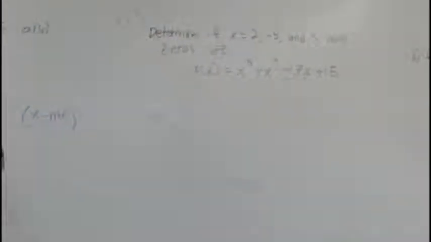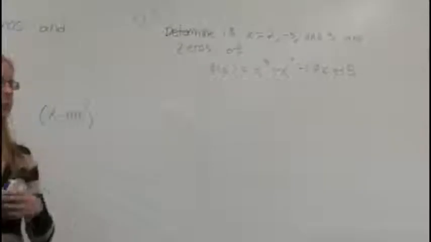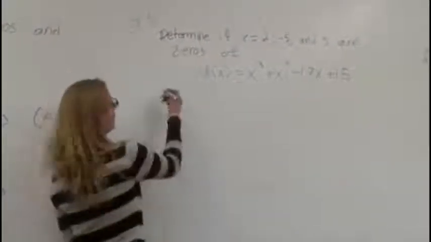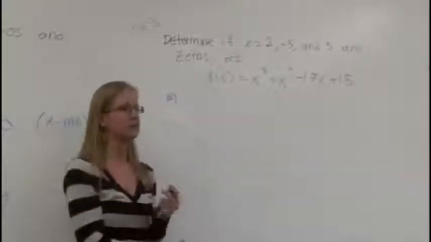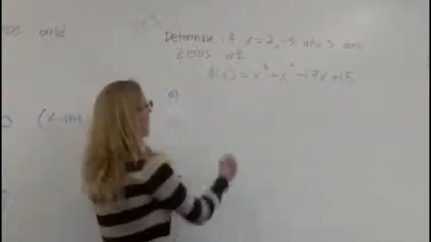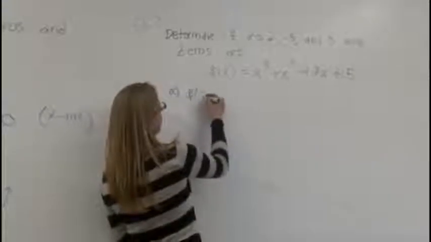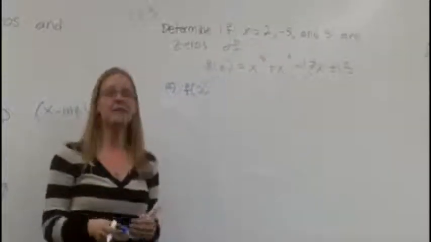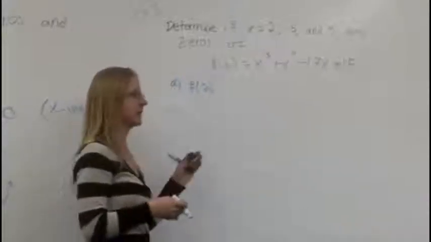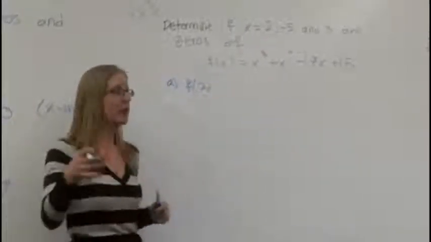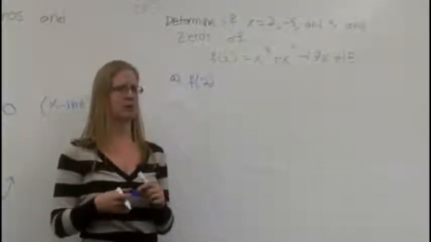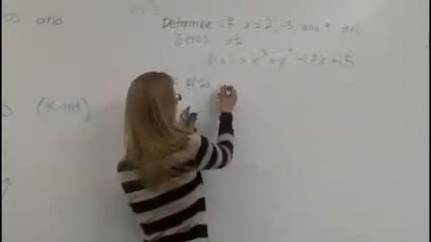So for zeros, what it means is you plug it in and you get the answer of 0. So you just solve for all 3. It's kind of like 3 different parts, so I'm going to break this up into a part A, B, and C. Part A is I take my first x value and plug it into the function to see what I get. If I get 0, then my answer is yes, it is a 0. If I don't get 0, my answer is no, it is not a 0. Does that make sense? Let's plug it in.